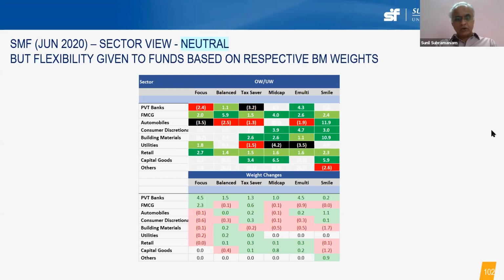Like you can see below, in private banks we have acquired across the board stocks last month, and at the same time we have also done it in a mixed manner in the other sectors.